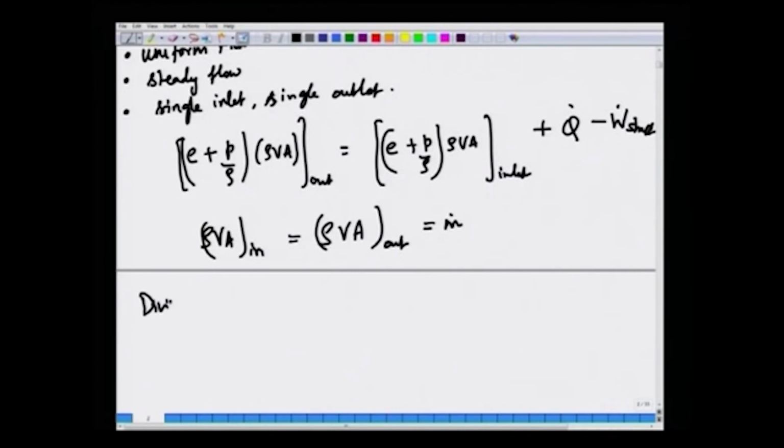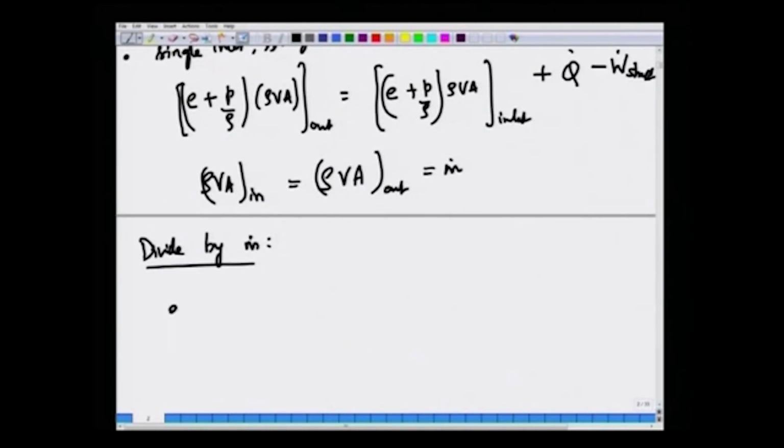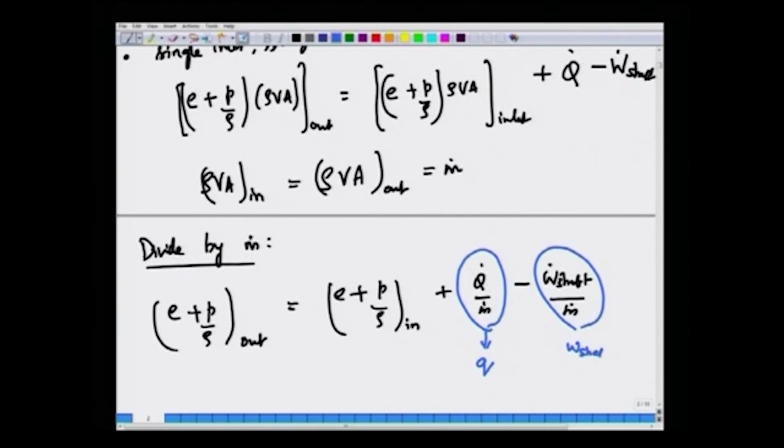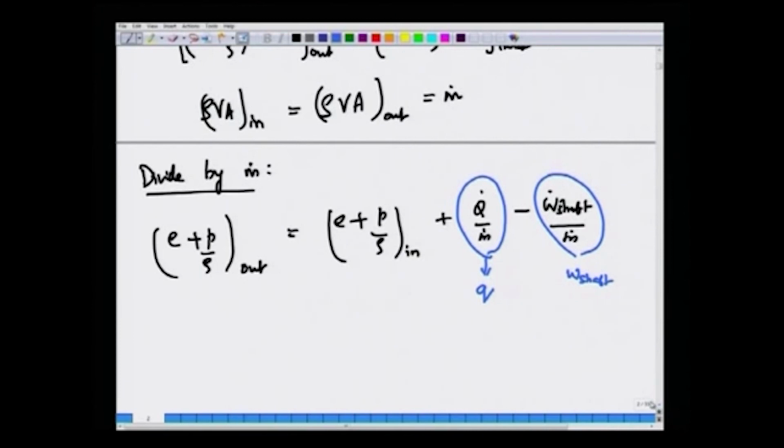So, if we divide by m dot, we get E plus P by rho at the outlet is E plus P by rho at the inlet plus Q dot by m dot minus W dot shaft by m dot. Now, this is nothing but the amount of heat transferred to the CV per unit mass. There is no rate involved, because you are dividing one rate by another rate, so they cancel out. And this is denoted as W shaft. There is no rate involved anymore, okay.